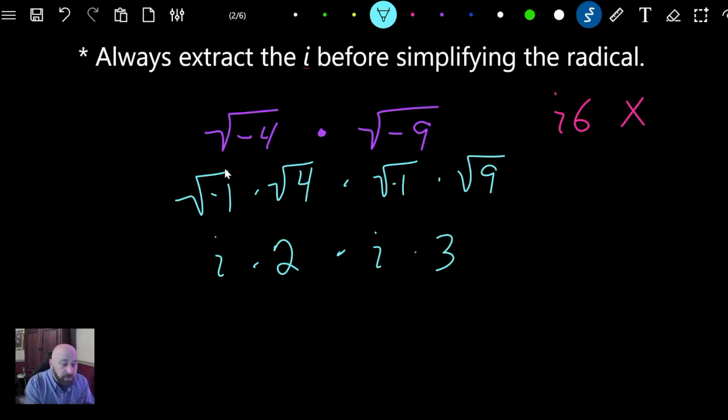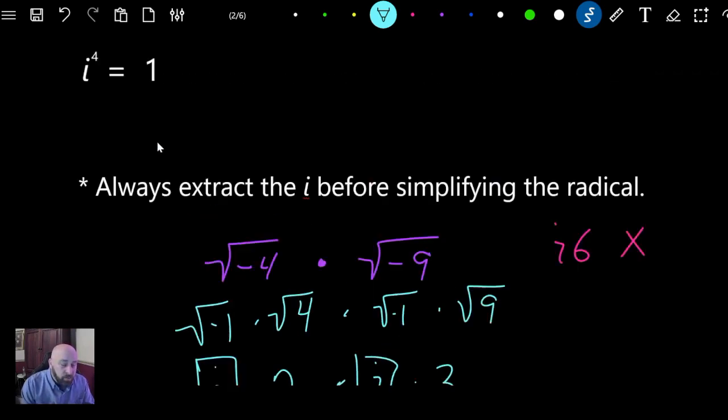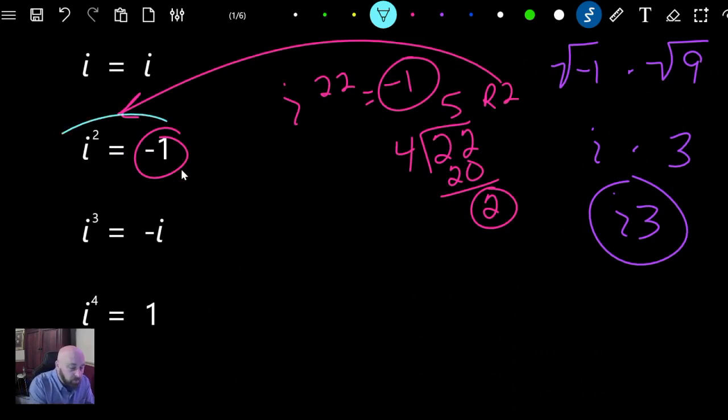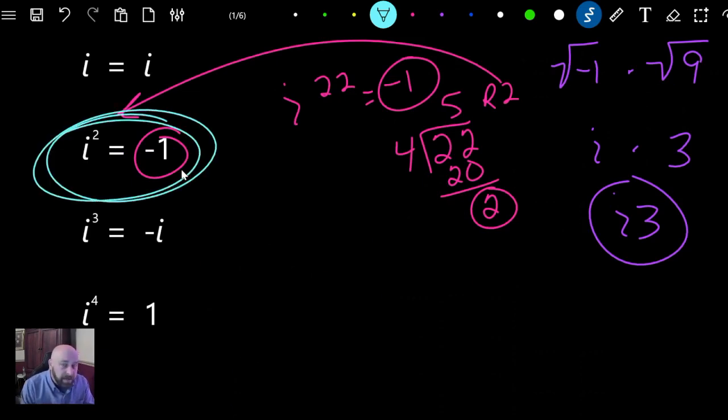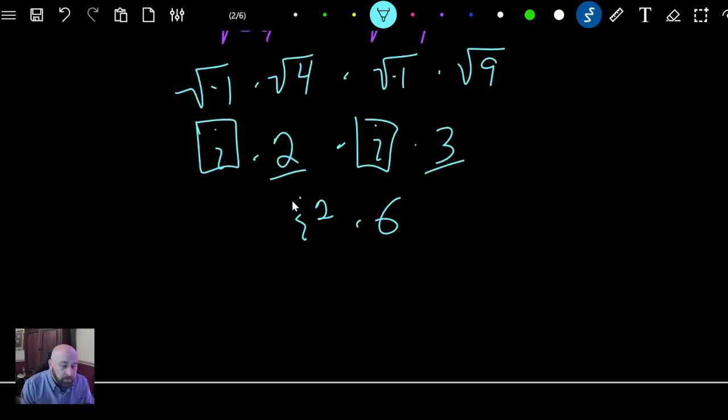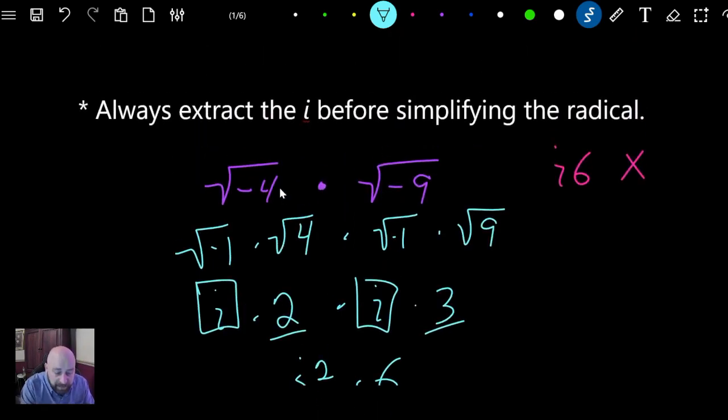So now how do we do this? Well, we can combine our i times our i. This is like the variables together. And so we're going to get i squared times 2 times 3, which is 6. Well, remember that i squared is -1, right? So what we're going to get is -1 times 6. -1 times 6 is -6. Our answer is not i6, it's -6.